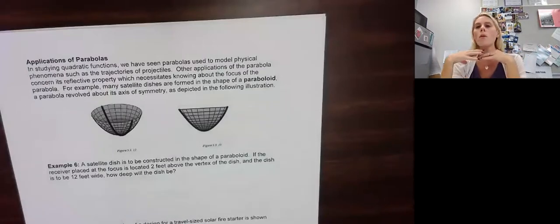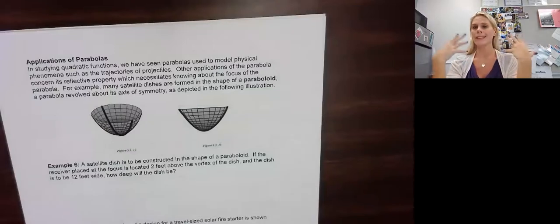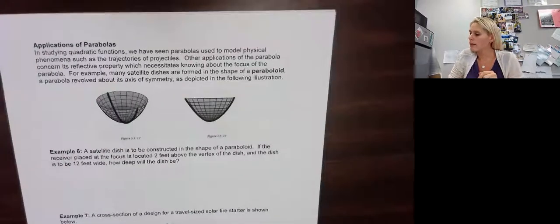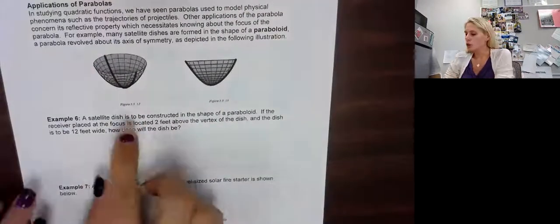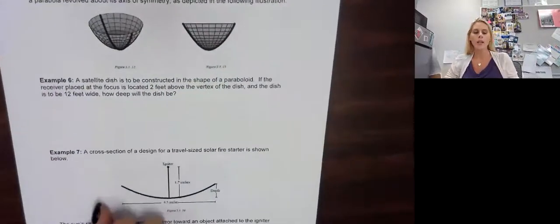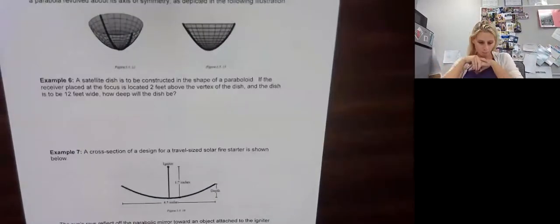Okay, so one of the things where we see something like this is a satellite, right? It's the parabola shape, almost like that bowl. Okay, so they did a slight illustration of it, and you can see the parabola as is. Okay, so let's see what we can do with it.